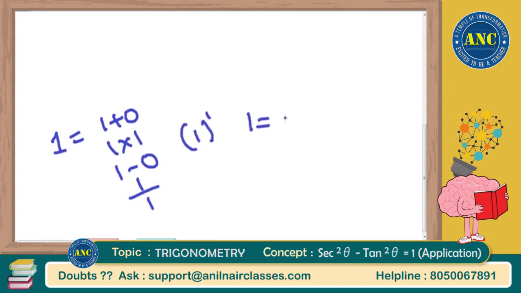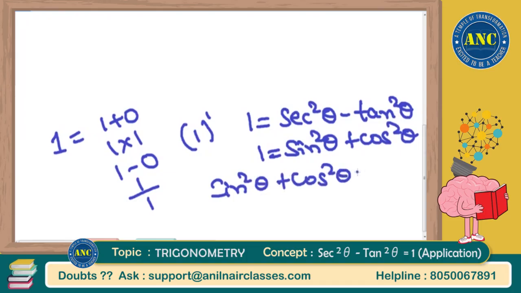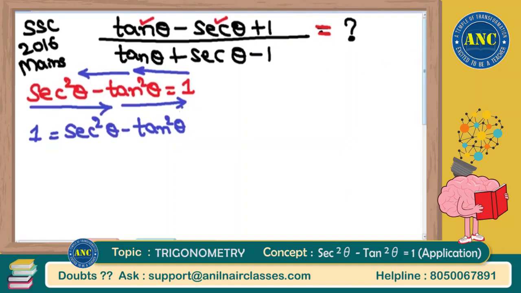But 1 also can be written as secant square theta minus tan square theta. This we will not definitely do. 1 also can be written as sin square theta plus cos square theta. Suppose if I ask you what is sin square plus cos square, you will tell 1. But if I ask you what is 1, you will not tell sin square plus cos square. That means reverse also sometimes plays a very major role. Sir, how is it playing a major role in this question? Listen carefully.